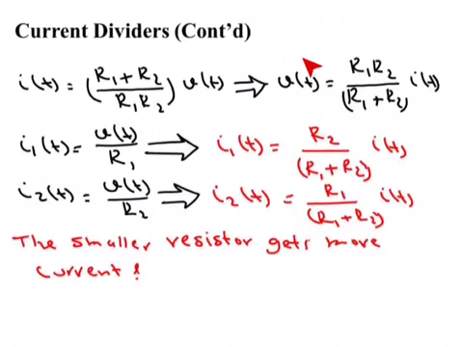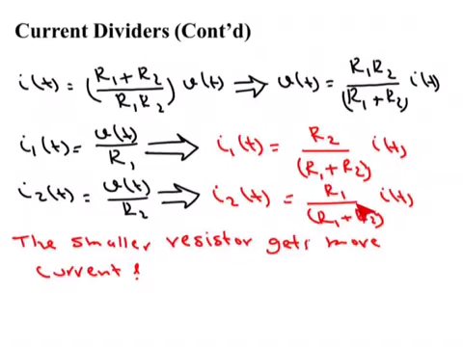It is this voltage divided by R1. What is the current going through R2? It is this voltage divided by R2. So if I divide by R1, R1 will disappear. If I divide by R2, R2 will disappear. So you end up with this interesting result. The current going through I1 does not have R1 in the numerator. It has actually R2, the opposite resistance. The current going through I2 has R1 in the numerator.